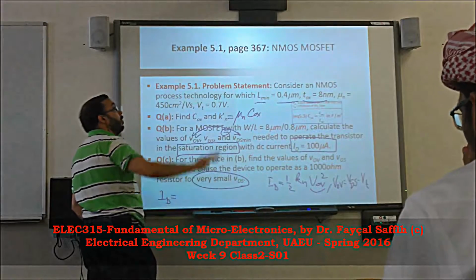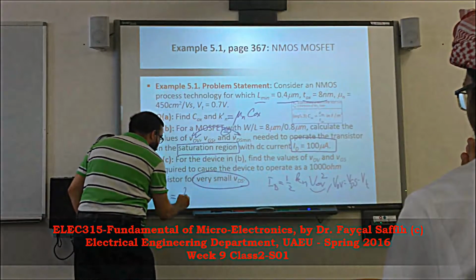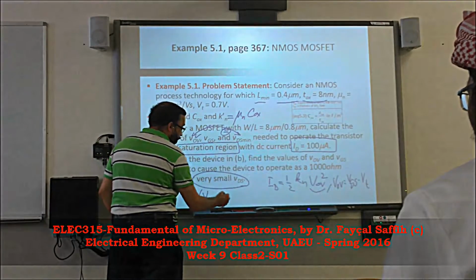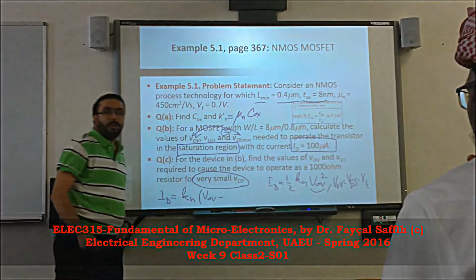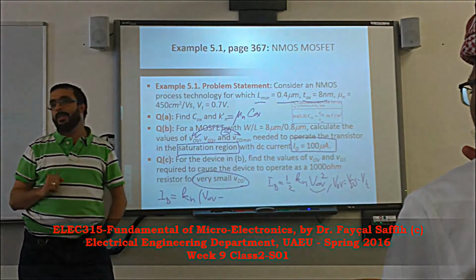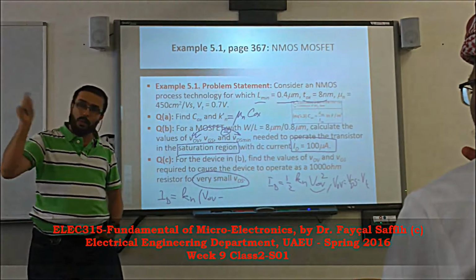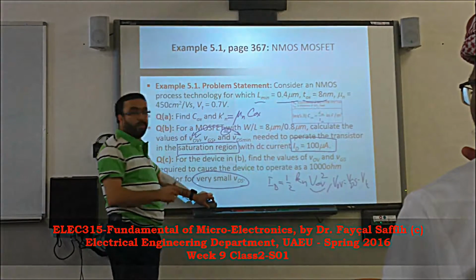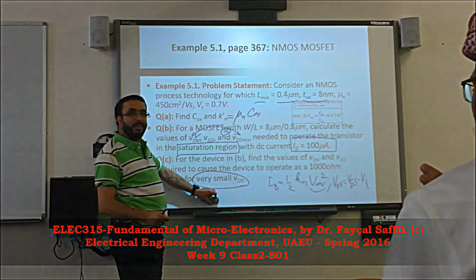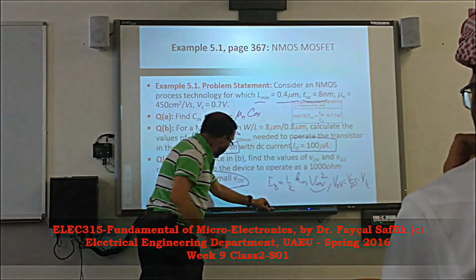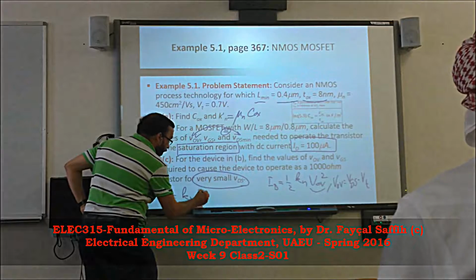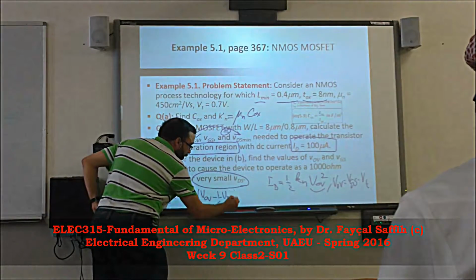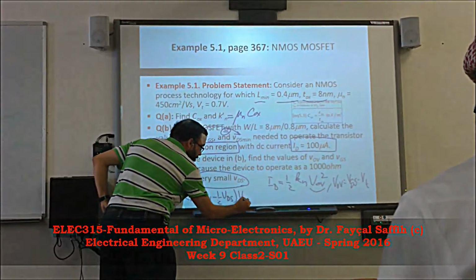There is K, the overdrive, yes or no? Minus. But hold on a second, we are using it in deep triode, so that factor actually goes out. Let's use the approximation directly. So I will write it: half VDS times VDS. Yes, correct.